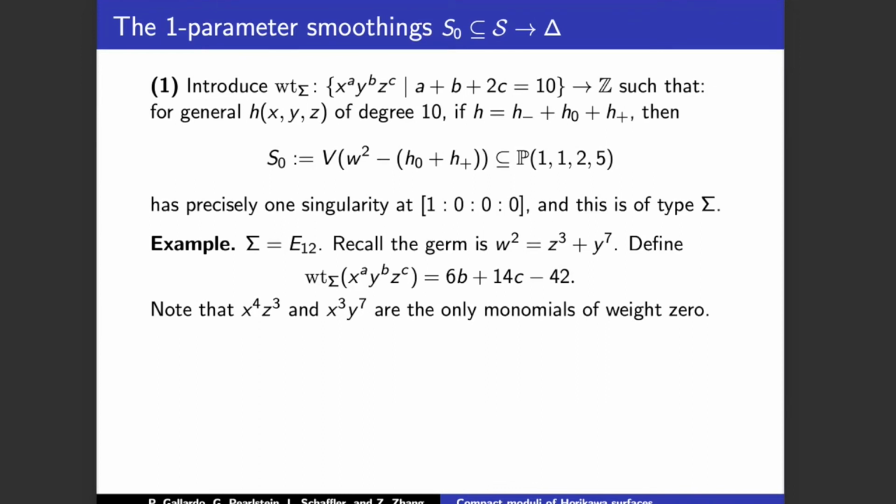But then you may wonder, well, what do you do with h minus then? Is that helpful at all? That is actually very helpful because the h minus part is what gives us the smoothing into the one parameter family in the following way.